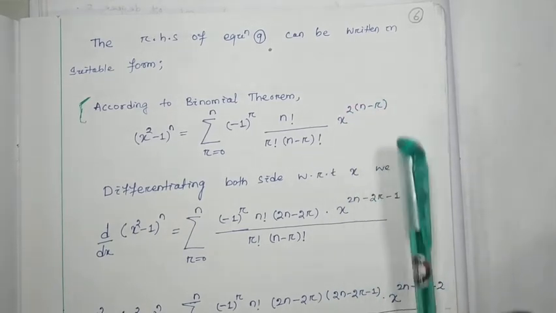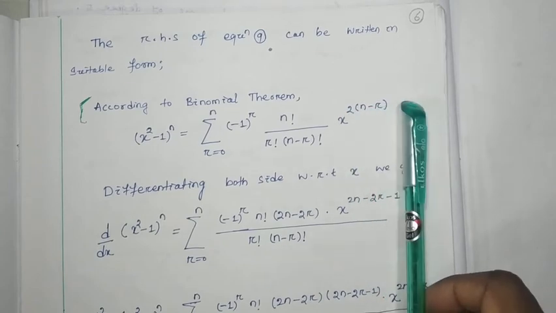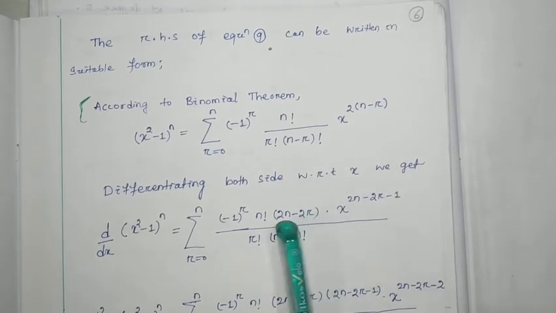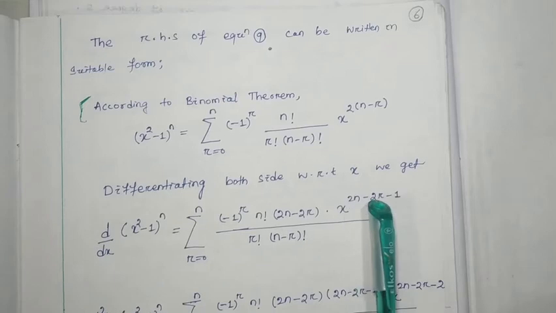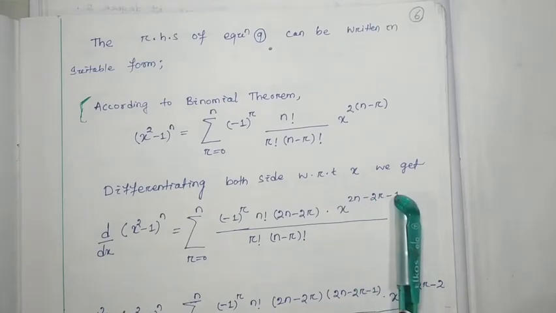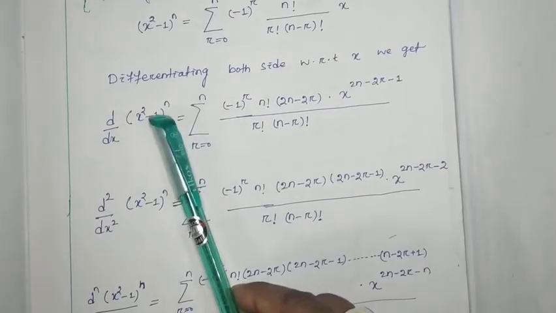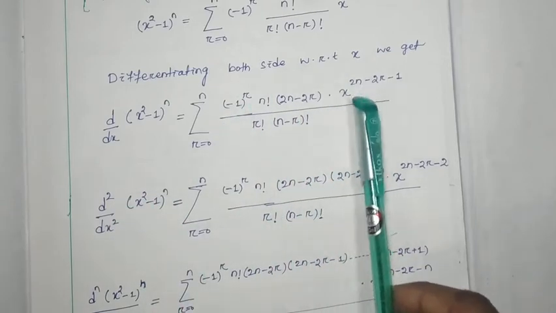The first derivative will be how much? 2n minus 2r into x to the power 2n minus 2r minus 1. Right? So the second derivative of this one will be how much?